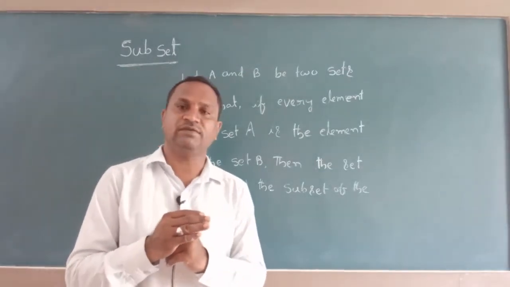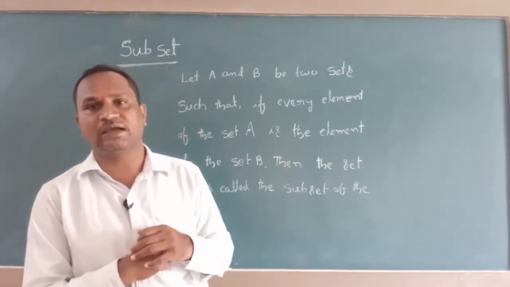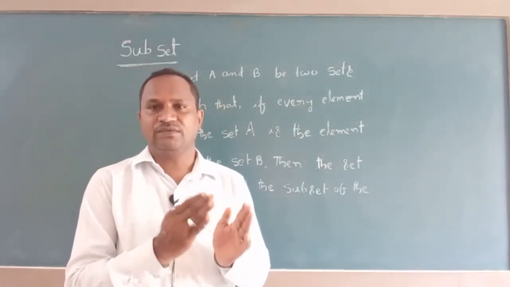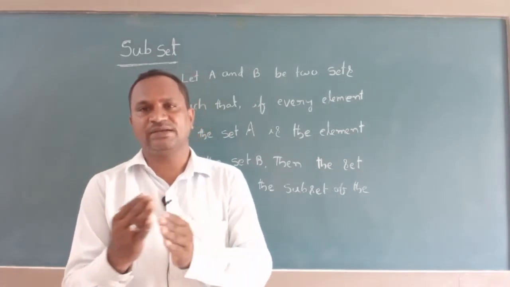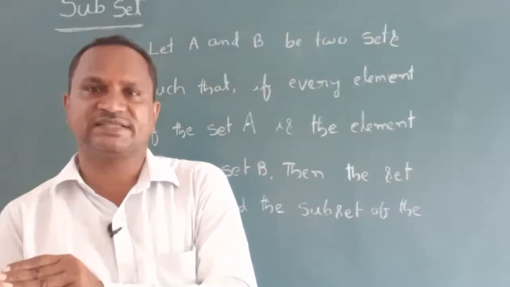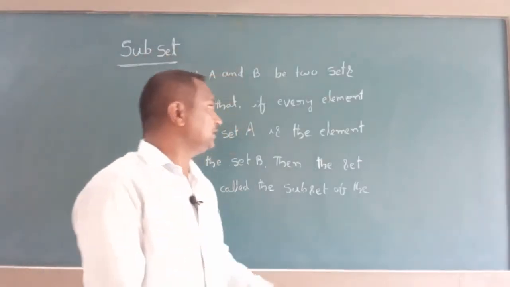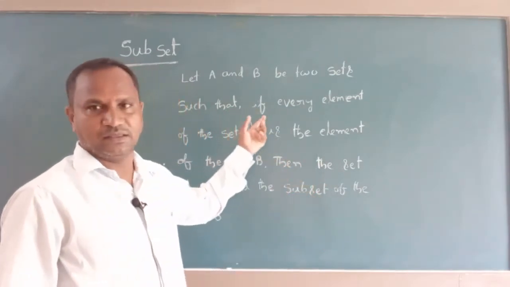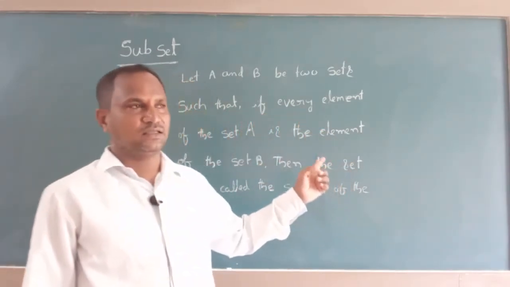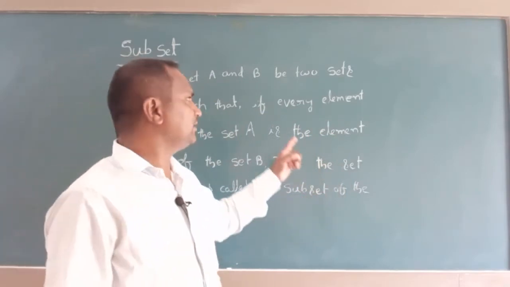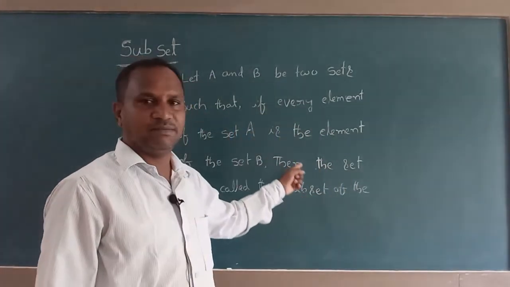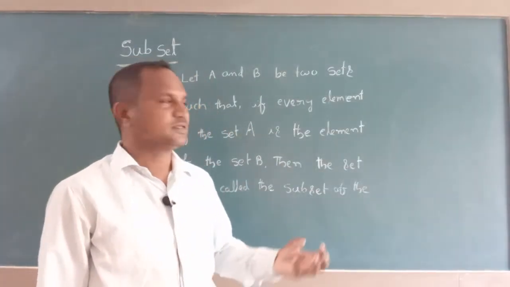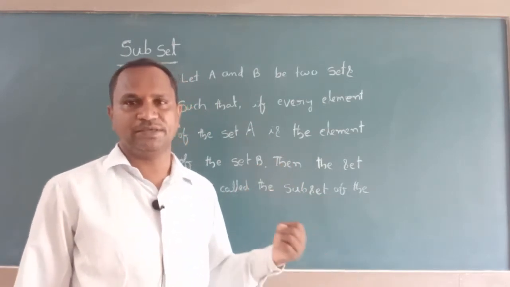But in case of equal sets, the same concept I gave last class: if every element of set A is an element of set B and every element of set B is an element of set A. This is the definition of subsets. In case of two sets A and B, if every element of set A is an element of set B, then we are calling capital A the subset of the set capital B here.